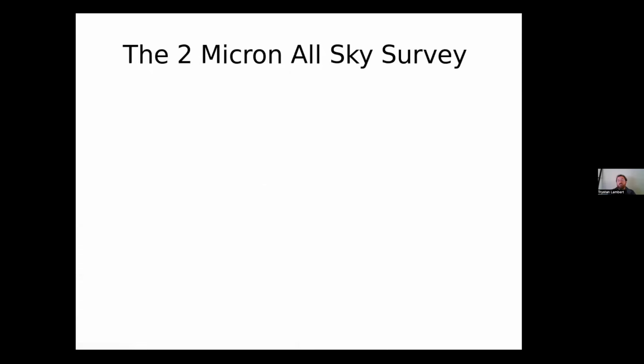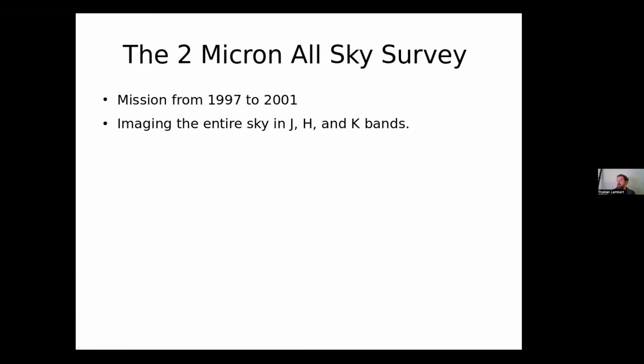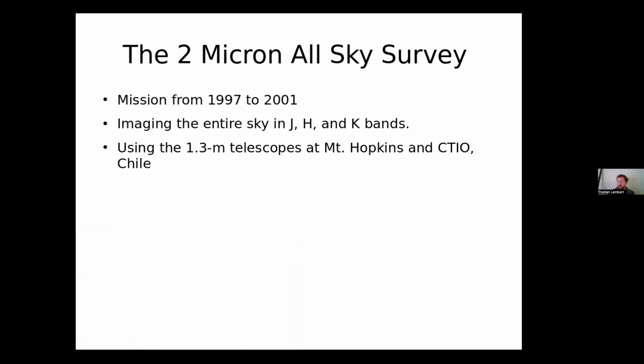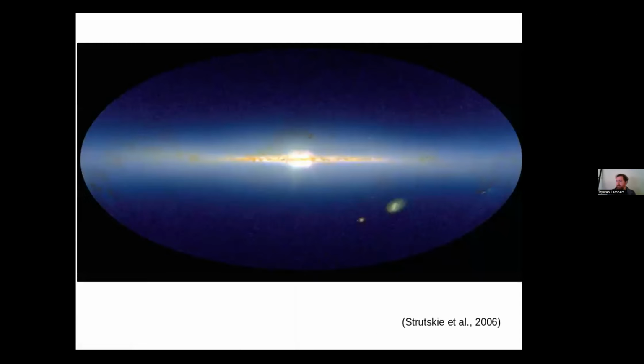So let's begin first with the 2-micron all-sky survey. This is where it all started. This was a mission between 1997 and 2001. The idea was to image the whole sky in the J, H and K bands, so infrared, using the 1.3 meter telescopes at Mount Hopkins and CTIO in Chile. And this is what 2MASS looks like. Basically, just one picture of the entire sky.